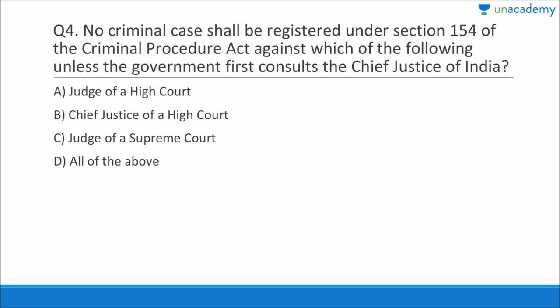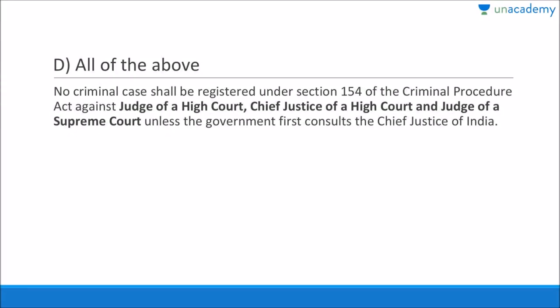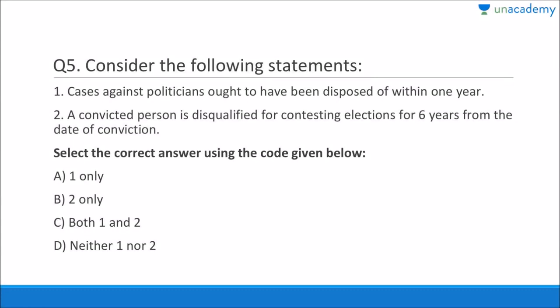Question number 4. No criminal case shall be registered under section 154 of the Criminal Procedure Code against which of the following unless the government first consults the Chief Justice of India: Judge of High Court, Chief Justice of High Court, Judge of the Supreme Court. So the answer here is D, all of the above. So no criminal case shall be registered under section 154 of the Criminal Procedure Code in these three cases, Judge of a High Court, Judge of a Supreme Court and Chief Justice of High Court, unless the government first consults the Chief Justice of India himself.